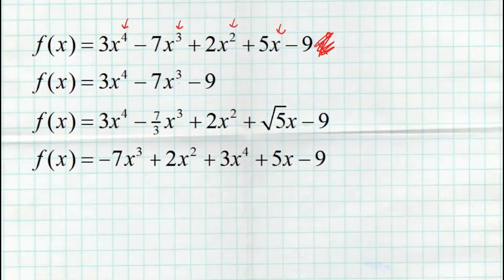All right, then we see that we have our coefficients out in front. That's the 3, the negative 7, the 2, the 5, and the negative 9. And again, this is our leading term because it's the first term. But again, it doesn't have to go first. It just has to have that biggest power on it.